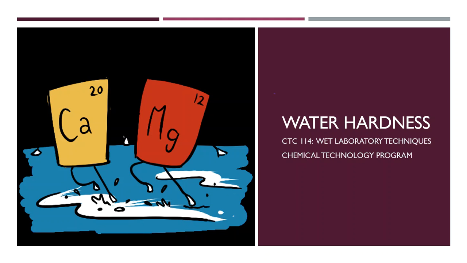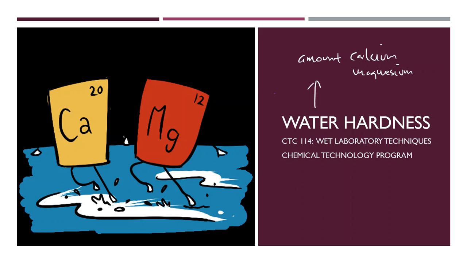What we are referring to is this dancing little calcium and dancing little magnesium having a grand old time right here, dancing in the rain. That's really what we're focused on. Water hardness is actually the amount of calcium, which of course is abbreviated Ca, and magnesium, which is of course abbreviated Mg, in a water sample.